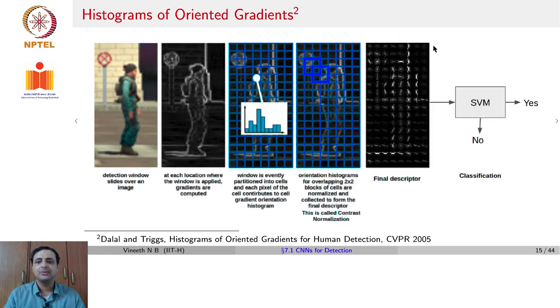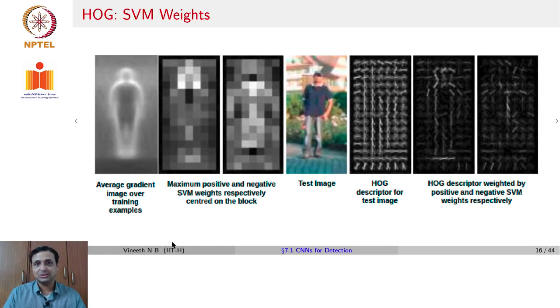How do you use this? Once you get this final descriptor, you then train a support vector machine to say whether this is a pedestrian or not a pedestrian. So this was introduced in this work in 2005 by Dalal and Triggs. So you can also visualize how the weights of the support vectors look in this particular scenario.